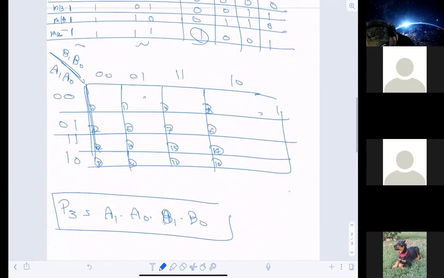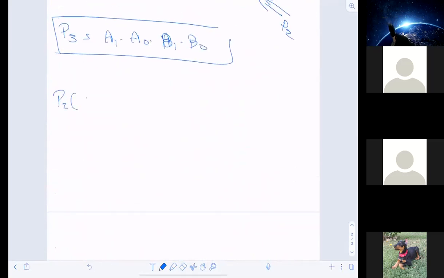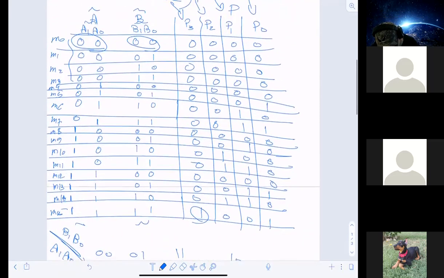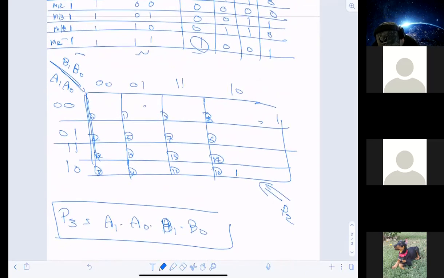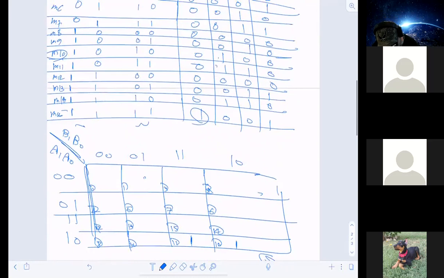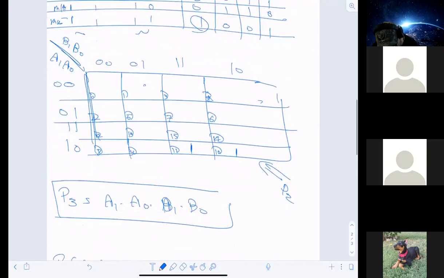Let's go to P2. So P2 as a function of A1, A0, B1, and B0 is equivalent to M10 and M11, and then M14, and the rest are zeros.